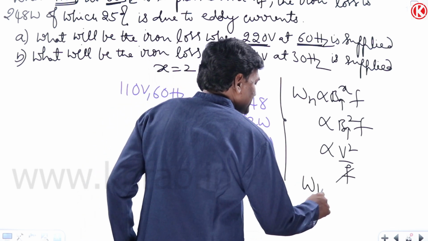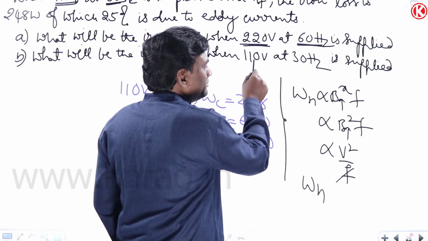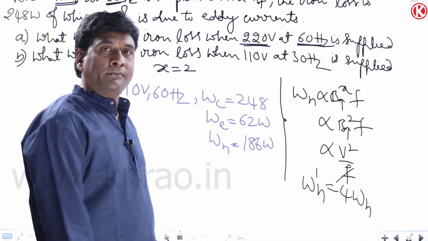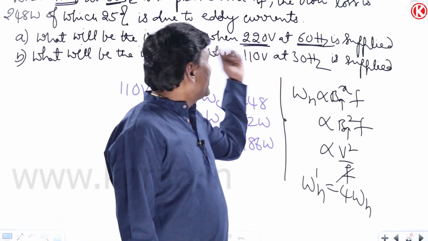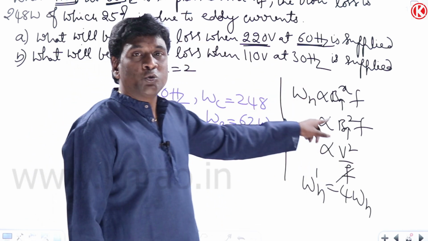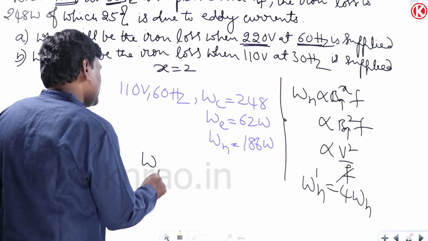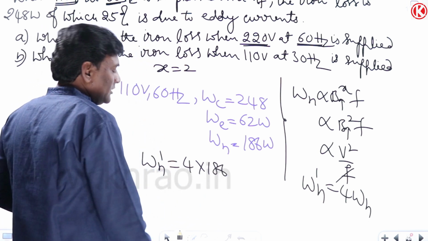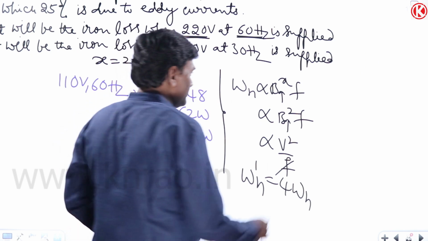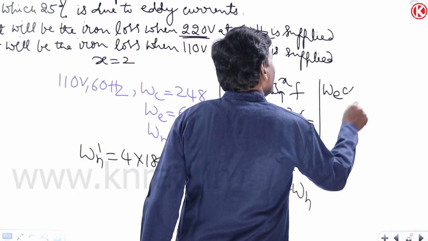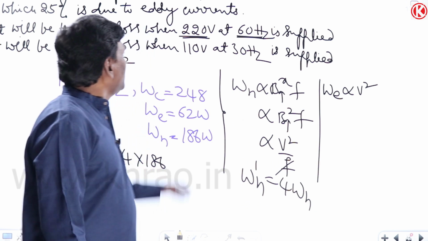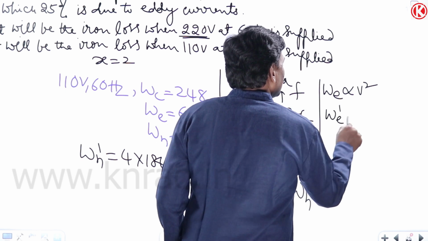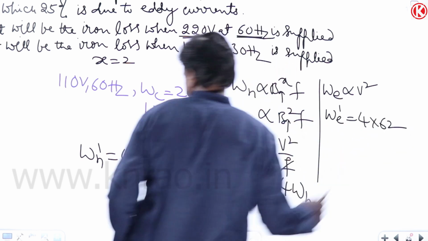Now hysteresis losses means voltage is doubled, meaning that net hysteresis losses should be 4 times the previous hysteresis loss, because directly proportional to voltage square, and voltage is double. Here it is 110, here it is 220. So in this case, hysteresis loss dash equal to 4 into 186. Now let us think of eddy current loss. Eddy current loss is directly proportional to voltage square, operating engineer, means voltage is doubled, so eddy current loss also should be increased by 4 times. So eddy current loss dash equal to 4 times 62.